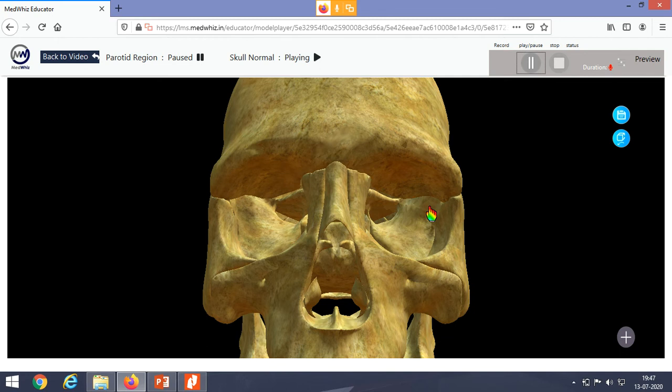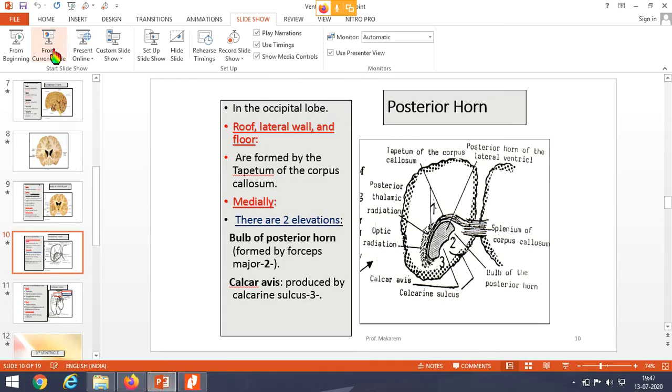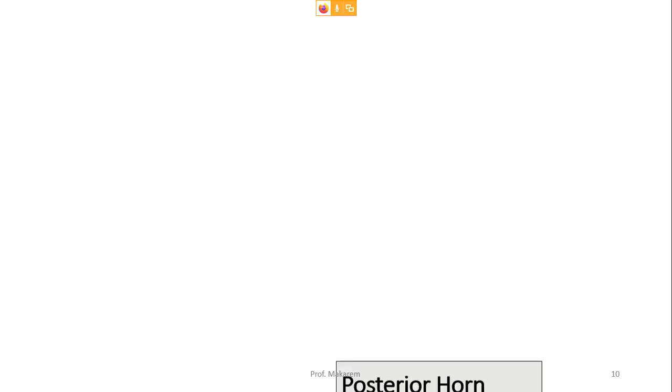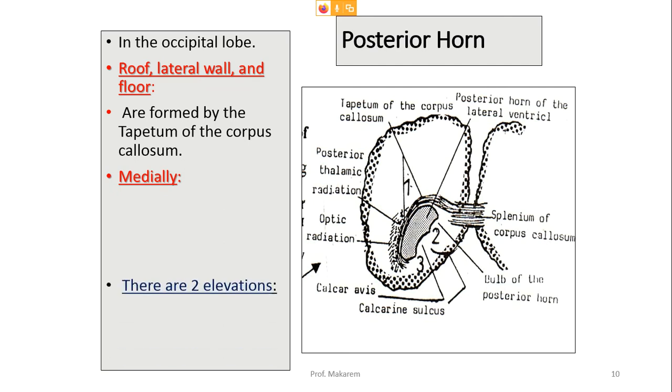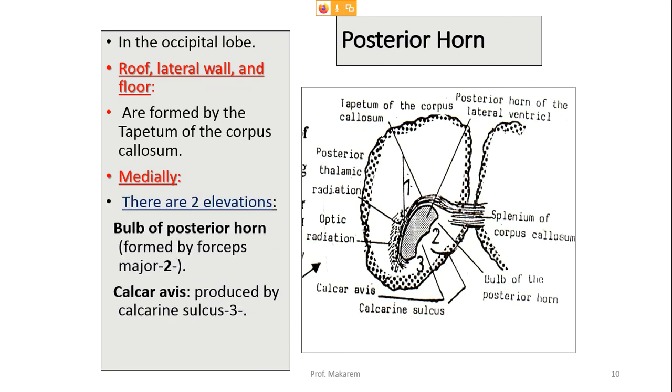Yes, coming to the posterior horn of the lateral ventricle. As we have discussed, it is extending into the occipital lobe. The features of the posterior horn are that it has a roof, floor, lateral wall, and medial wall, which we have discussed earlier.